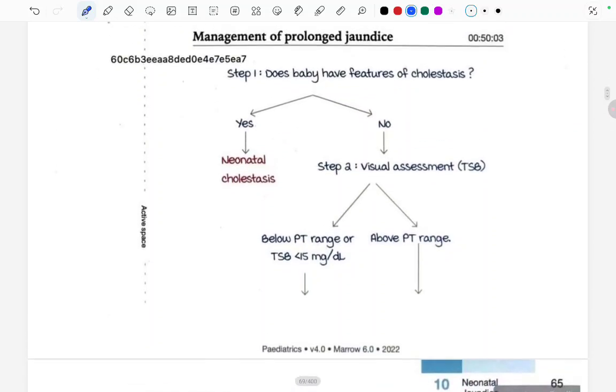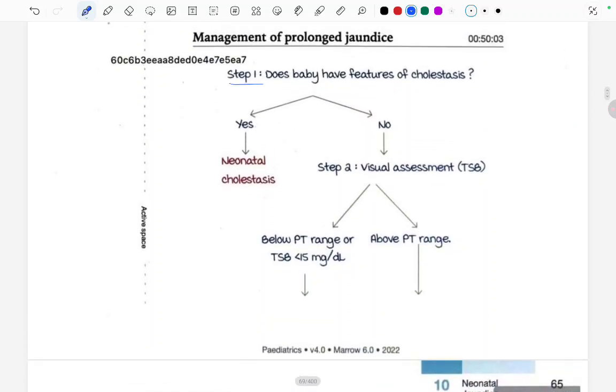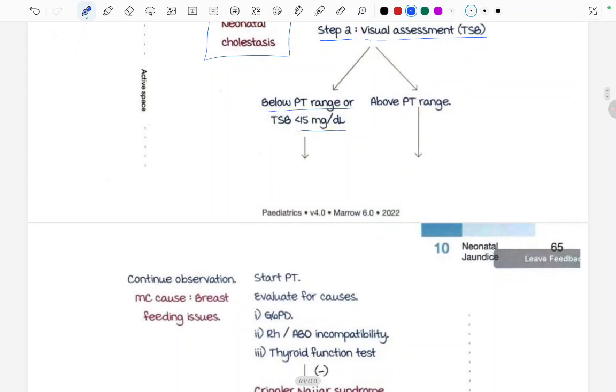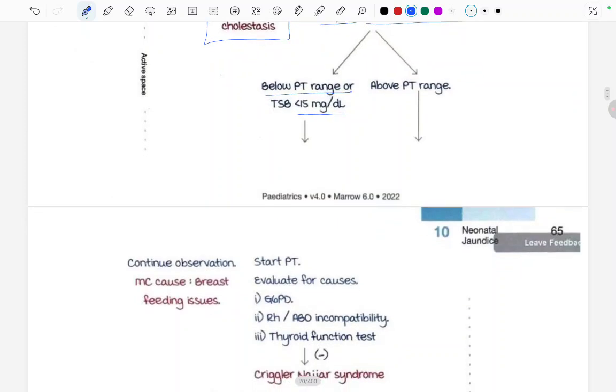Moving ahead to the management of prolonged jaundice. Step 1, does the baby have features of cholestasis? If yes, then we have to follow the path of neonatal cholestasis. Step 2, if there are no features of cholestasis, then we have to do the visual assessment by the transcutaneous bilirubin, TSB. If it is below the phototherapy range, that is TSB less than 15 mg per dl, then we have to continue under observation.